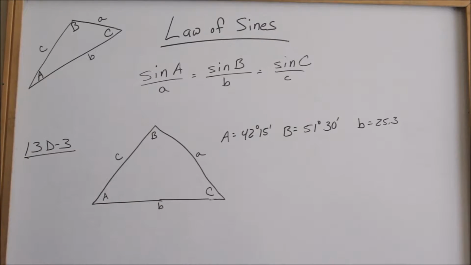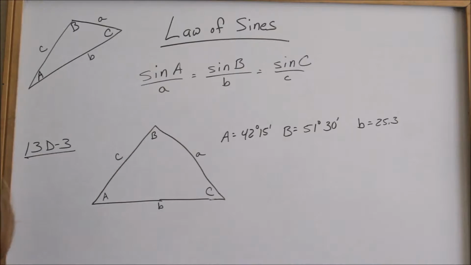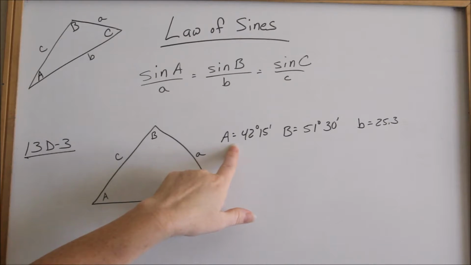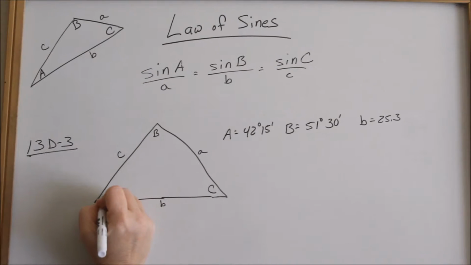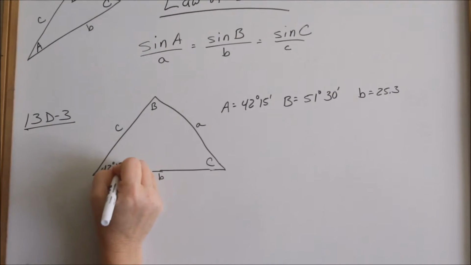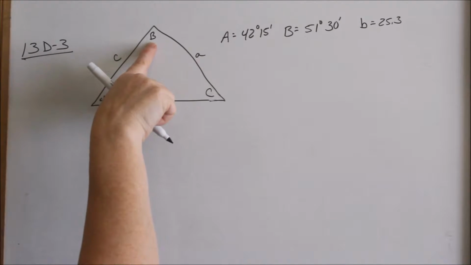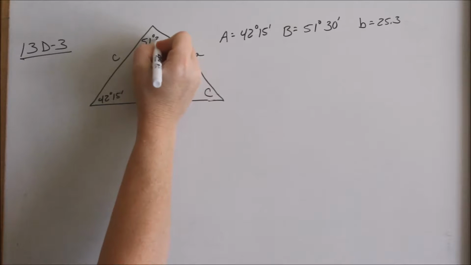So let's just work a problem on how this works. My triangles are not drawn to scale. The given information that I have is angle A is 42 degrees, 15 minutes. So I'm going to write that in here, 42 degrees, 15 minutes. B is 51 degrees, 30 minutes.